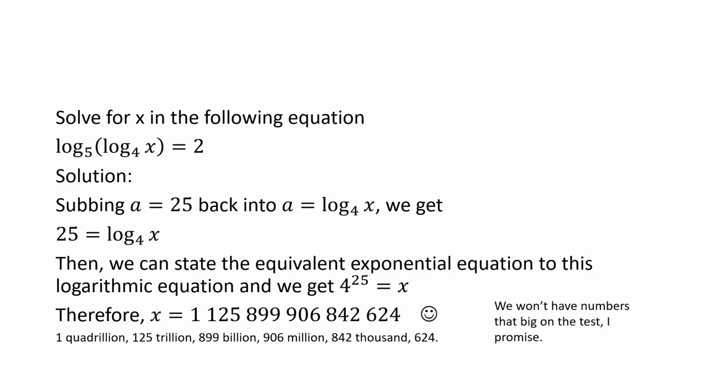Well, 4 to the exponent 25, as we all know, is simply equal to 1,125,899,906,842,624. Obviously, we all knew that. And just joking. I promise you we won't have numbers that big on the test. But that's what x equals.